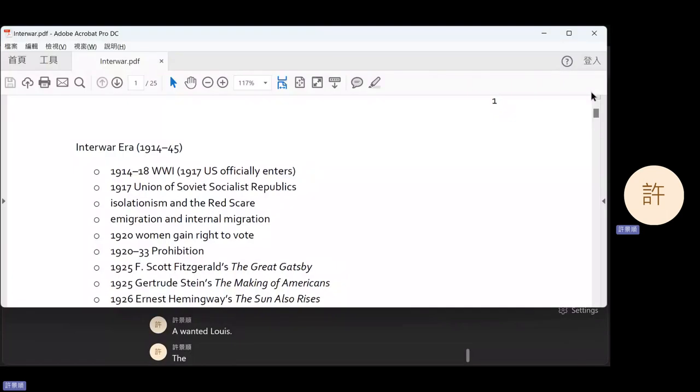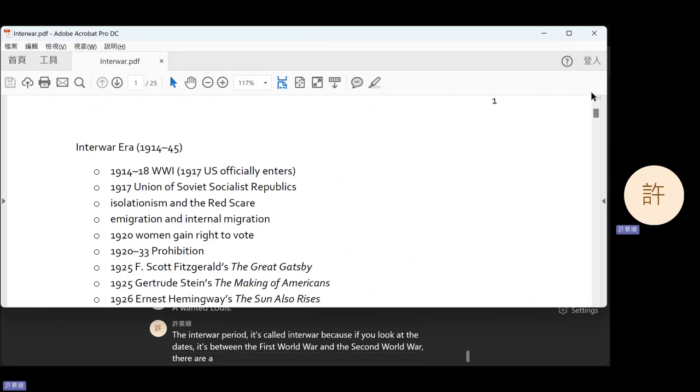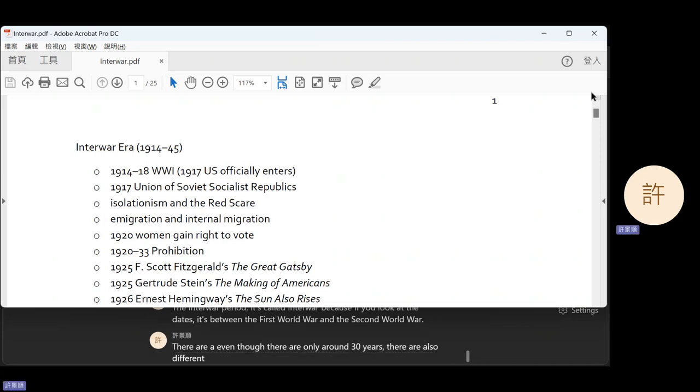The interwar period. It's called interwar because if you look at the dates, it's between the First World War and the Second World War. Even though there are only around 30 years, there are also different names for this period. And we will talk about them as we go through time.